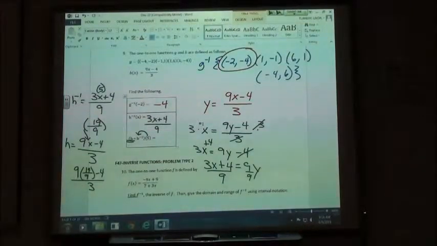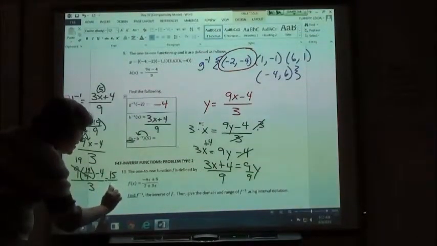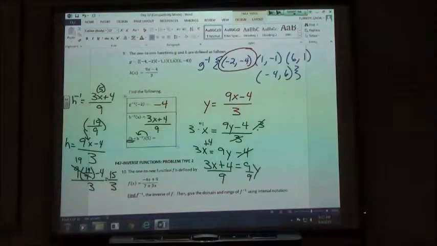I think it says 19. It did say 19 because the 9s cancel each other out. So 19 minus 4 then. 19 minus 4 would be negative 15... I mean 15, and 15 over 3 would be 5.